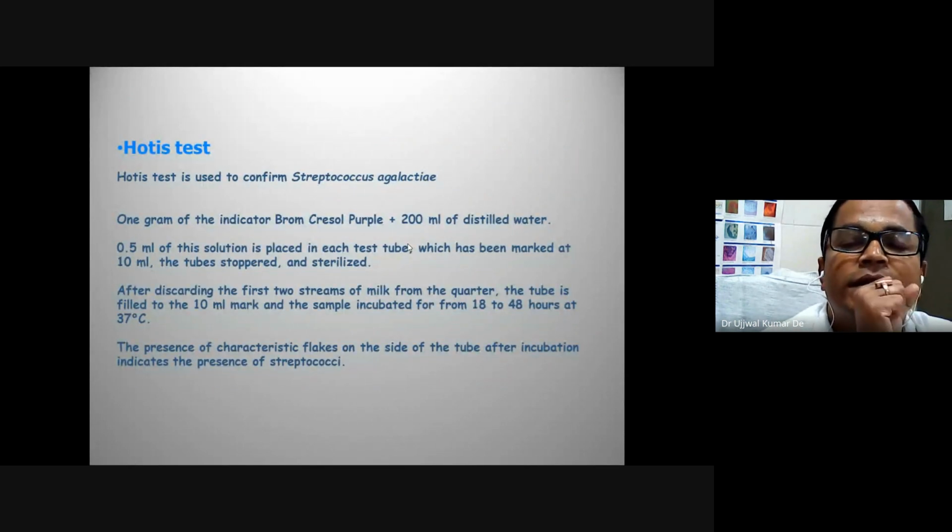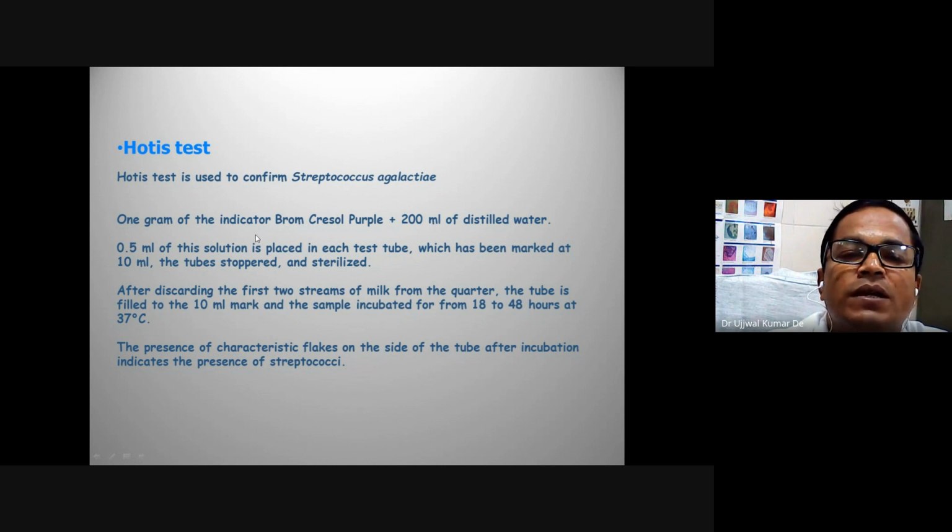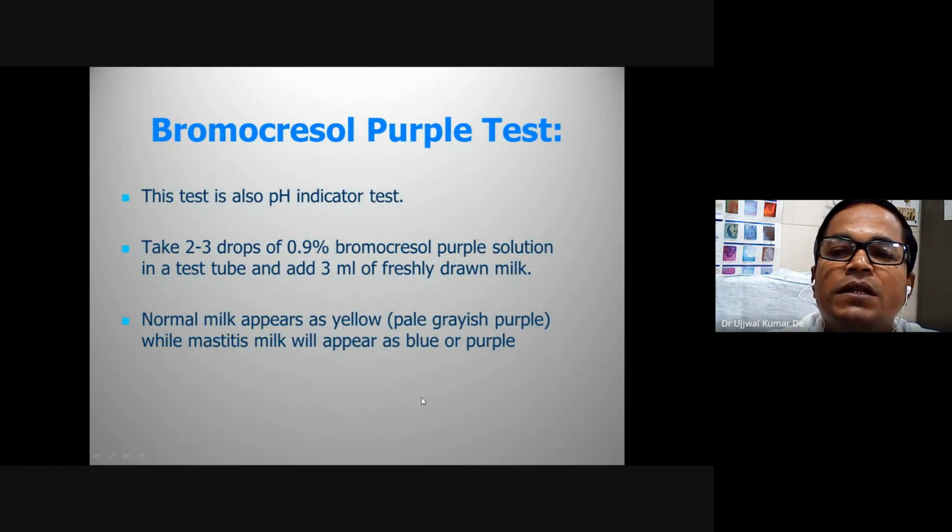Then there are different types of other tests. Some tests are specific for Streptococcus agalactiae, and there are molecular methods for this one. Then the bromothymol purple test is also there. This is a pH indicator.